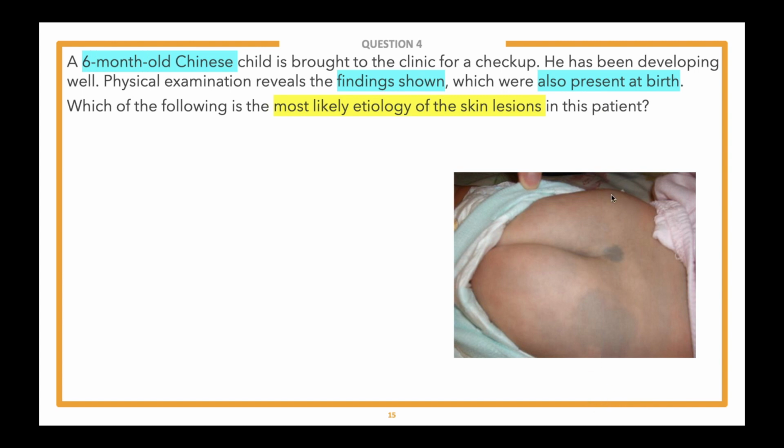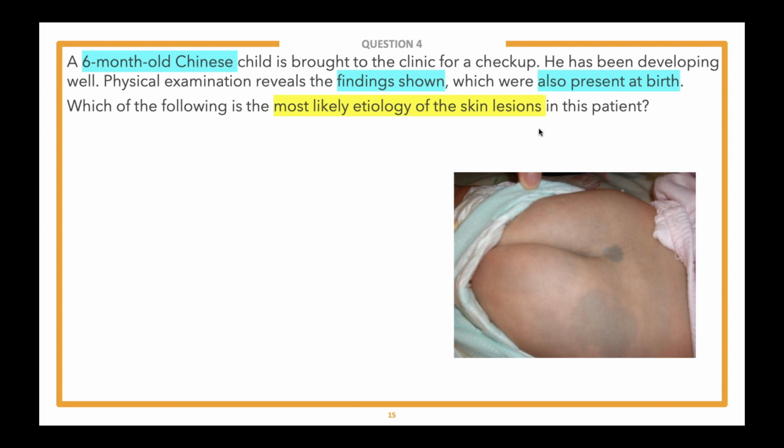I see the responses coming in. Let's go ahead and read that vignette. A 6-month-old Chinese child is brought to the clinic for a checkup. He has been developing well. Physical examination reveals the findings shown, which were also present at birth. Which of the following is the most likely etiology of the skin lesions in this patient? And with that, I'll hand it off to Boris.